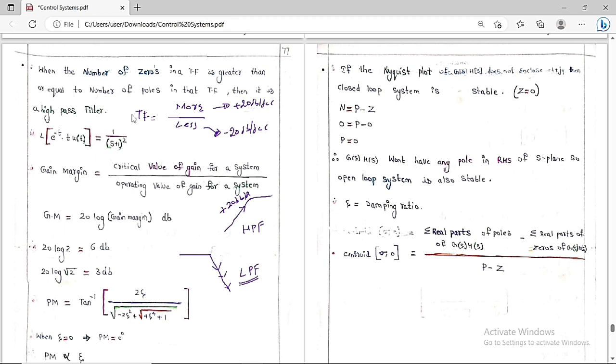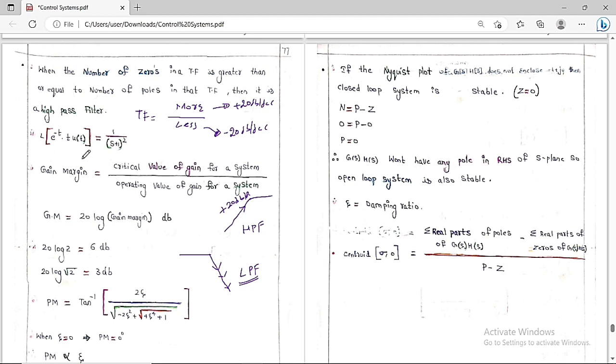So finally I can say, in a given transfer function, if you are having more and more zeros, then we are having more plus 20 decibels per decade, so therefore we are going to get the high pass filter. Suppose in a given transfer function we have more and more poles, we are getting more and more minus 20 decibels per decade, so therefore we are going to have the low pass filter.